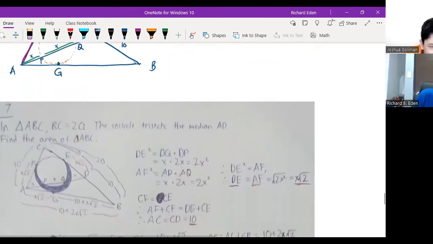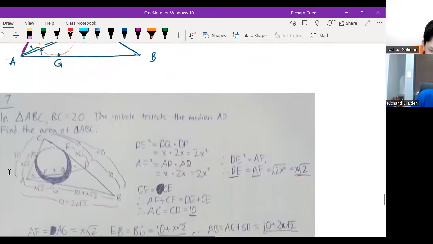BC is given, it's 20. AC is also 10, right? 10. And then this is useful. AB has length 10 plus 2x square root of 2. AD is a median whose length is 3x. Do you remember an exercise we did a while back? Given the sides of a triangle, find the length of a median. So the length of the median is related to the lengths of the three sides. And here you have a representation for the lengths of the three sides and also the median.